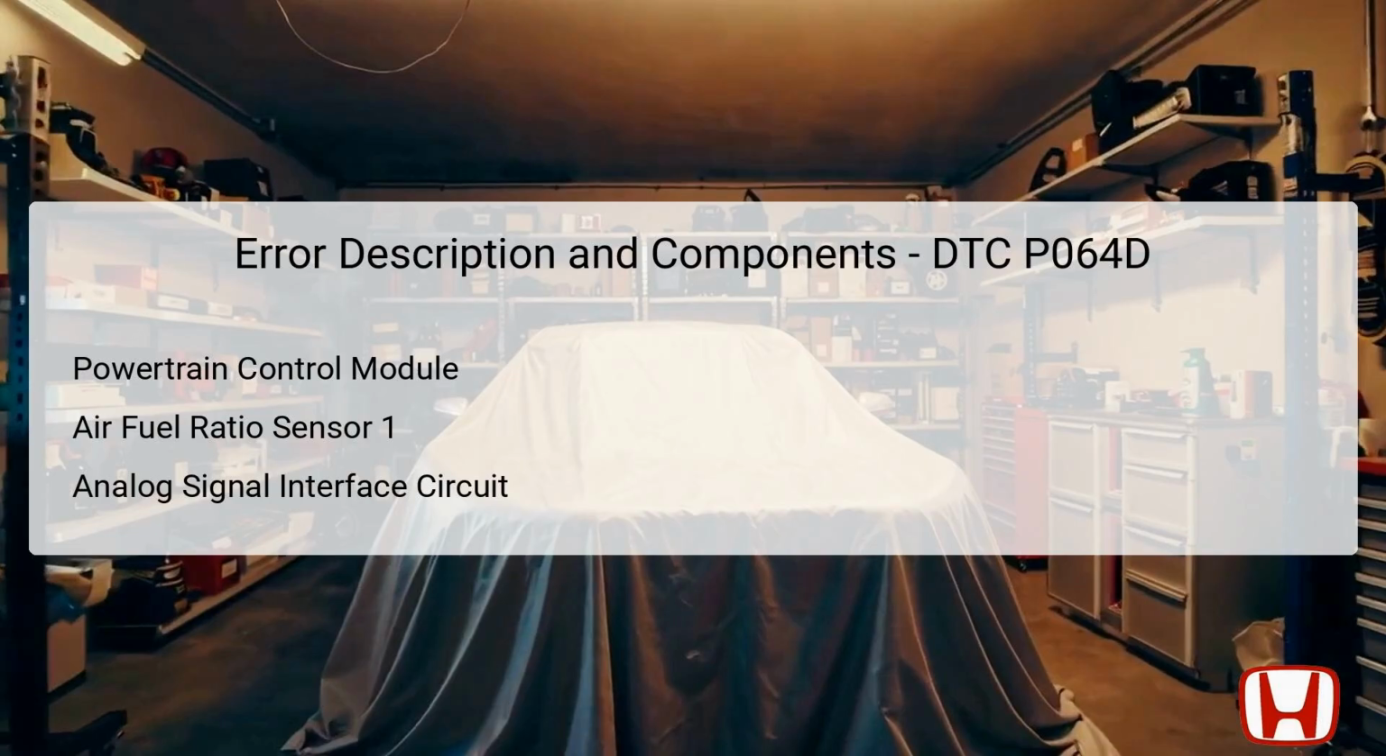The analog signal interface circuit, ASIC, assists the PCM by facilitating the necessary comparisons of input currents. A failure in any of these components can lead to improper readings, inefficient fuel usage, and potential engine damage, making it vital to resolve any detected DTCs quickly.